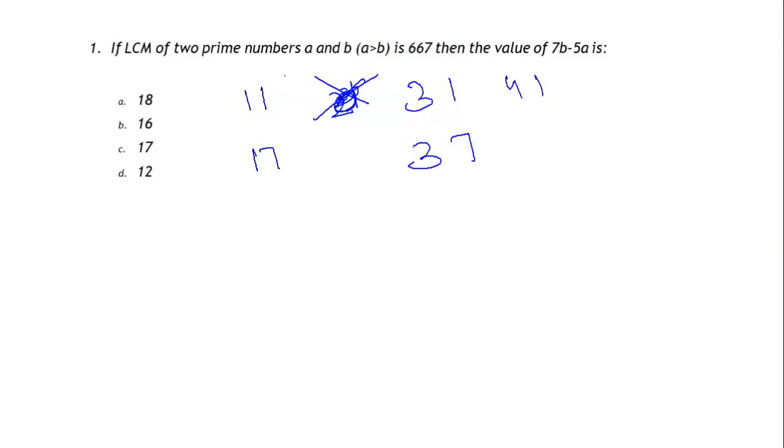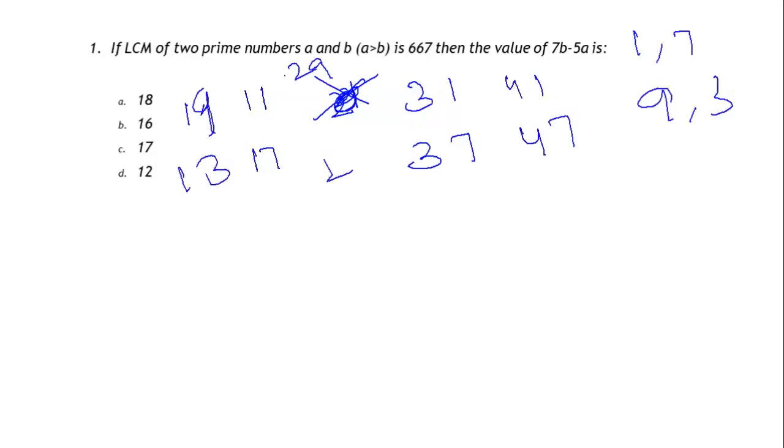Next one is what? 41, 47. This could be any of these. Or probably, is there any other option? We get 9, 3. Yeah, 29, 23. So 9, it can be 1, 7 or it can be 9, 3. It can also be 19, 13 or 29, 23. Or 33, 39, randomly divisible. So any of these numbers should be a possibility for 667.